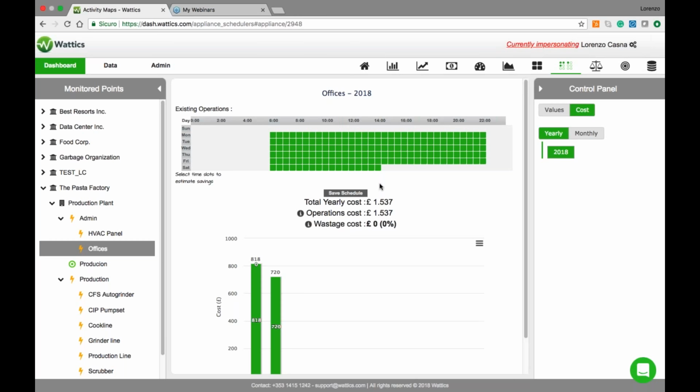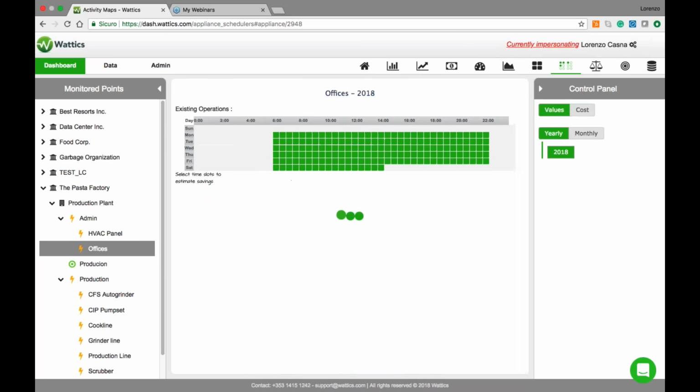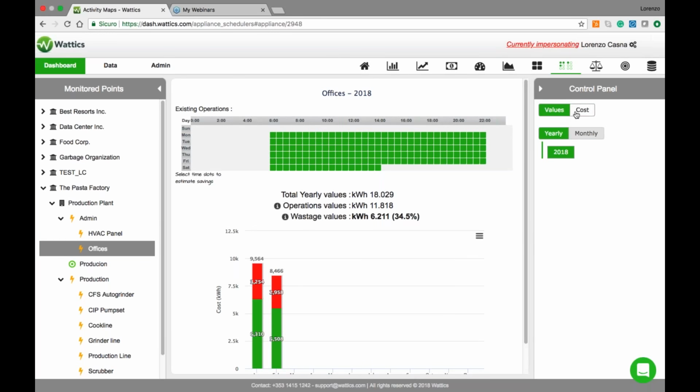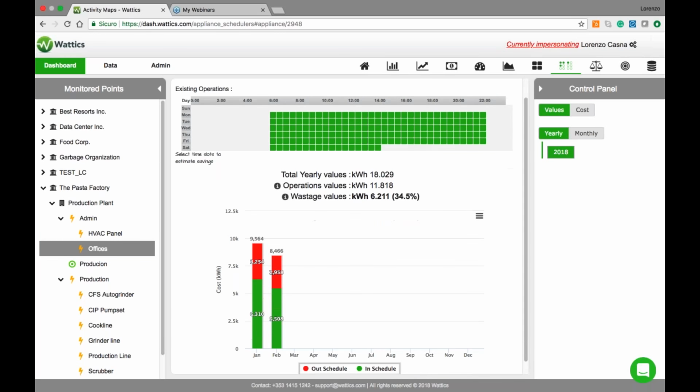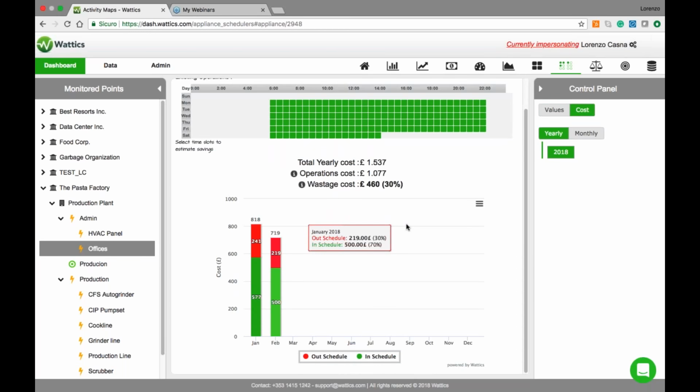So what we can do here is to save this new schedule, and the system will evaluate the savings in terms of values, so in terms of energy, or in terms of cost. And let's think in terms of cost, because that is actually the goal, to save some money. So at first we have a datum about the total yearly cost. This is what we had before rescheduling the consumption.